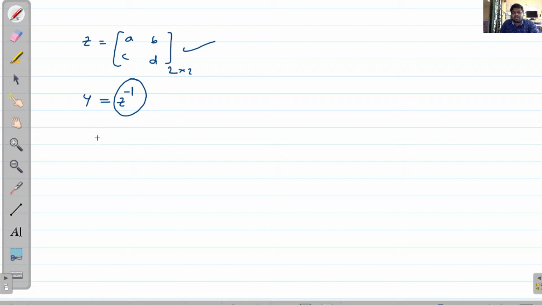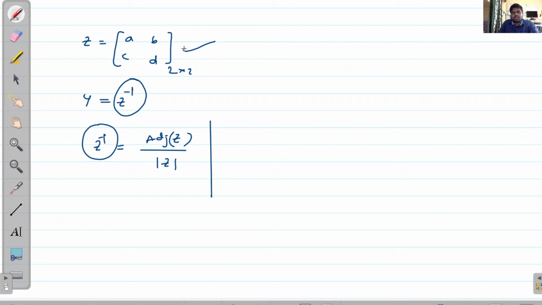Generally the formula for the Z inverse matrix equals adjoint Z by mod Z. This is the Z matrix, right? Adjoint Z by mod Z will give the inverse of the Z matrix, right? So how you find this adjoint Z, you already know from matrices.